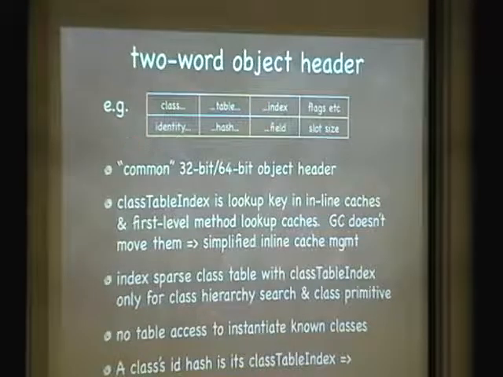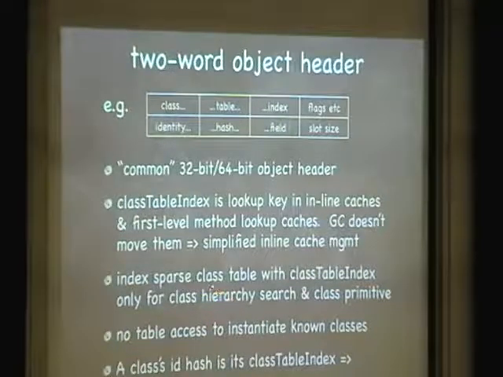And then we'll have exactly the same size identity hash. So an identity hash that goes up to 2 to the 24, which is a big improvement of 12 bits or 14 bits, whatever it is now. So the idea is that you use this as your tag in all of your inline caches and your first-level method local caches, and you only dereference this to actually find the class object when your method lookup actually has to go and traverse the class hierarchy, or when you use the class primitive. But at all other times, the VM is just using this index.